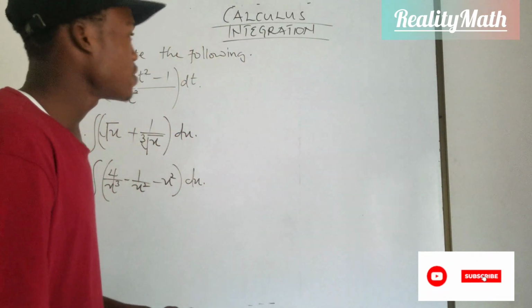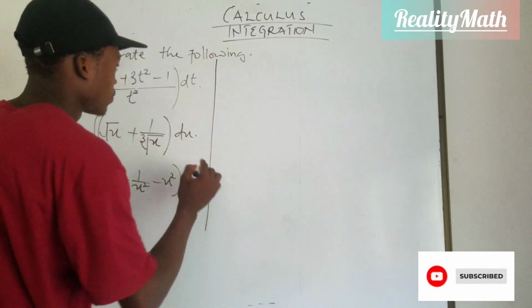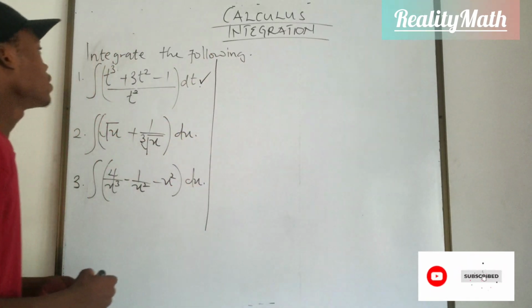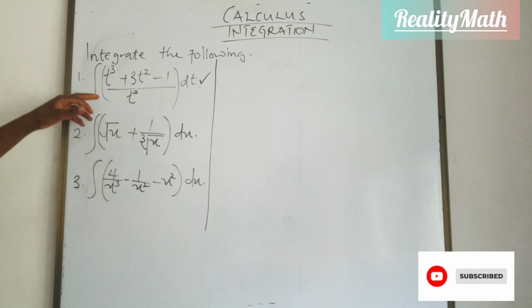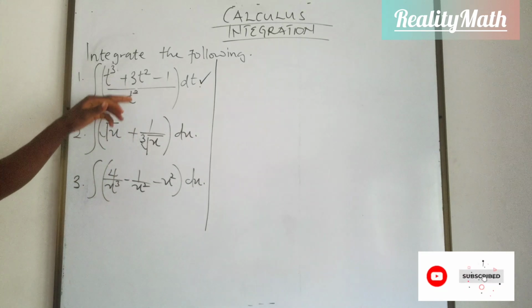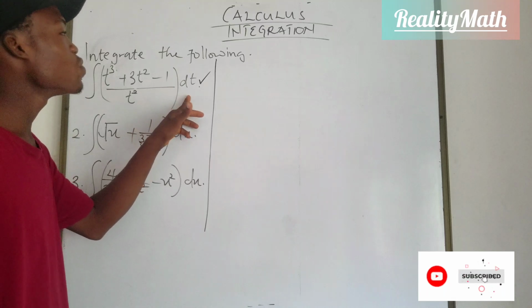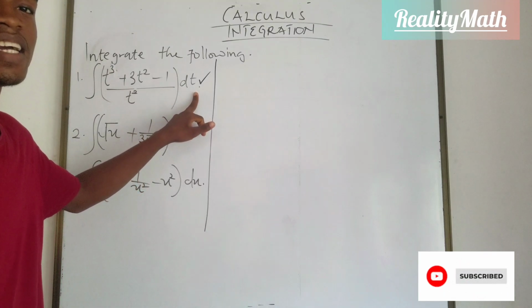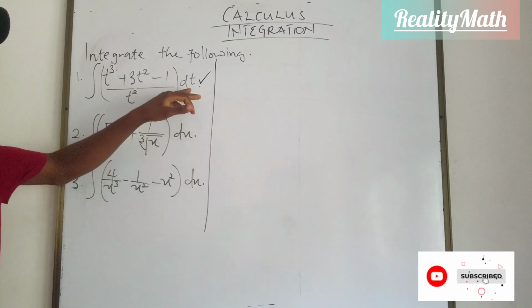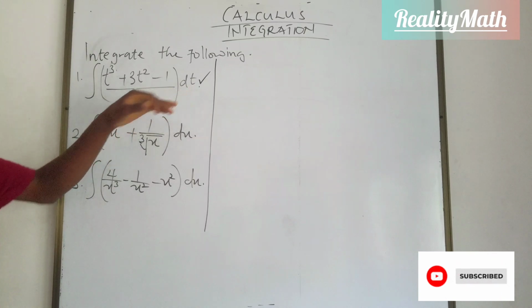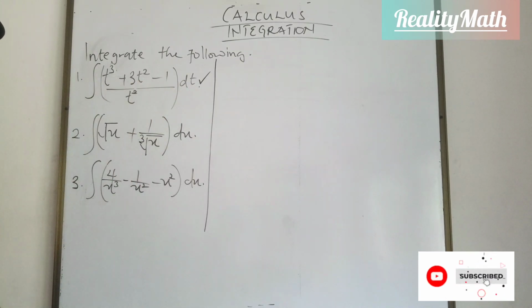Alright, so let's start. We are taking the first. Integrate the following: t to the power 3 plus 3t squared, all over t squared, dt. Now I hope you can explain to me why it is dt. In an earlier episode we talked about the reason why it is dt. This is because the function is in terms of t. So that is why we add it over here, dt.